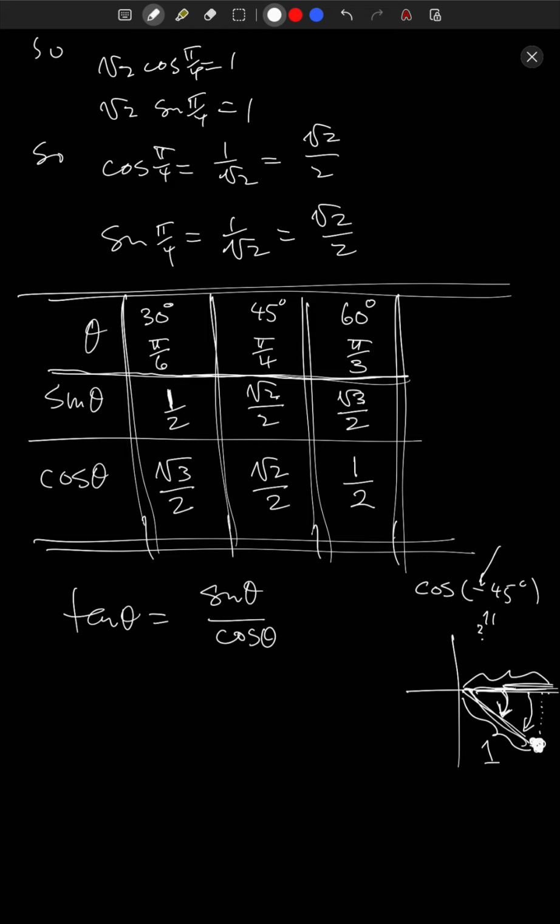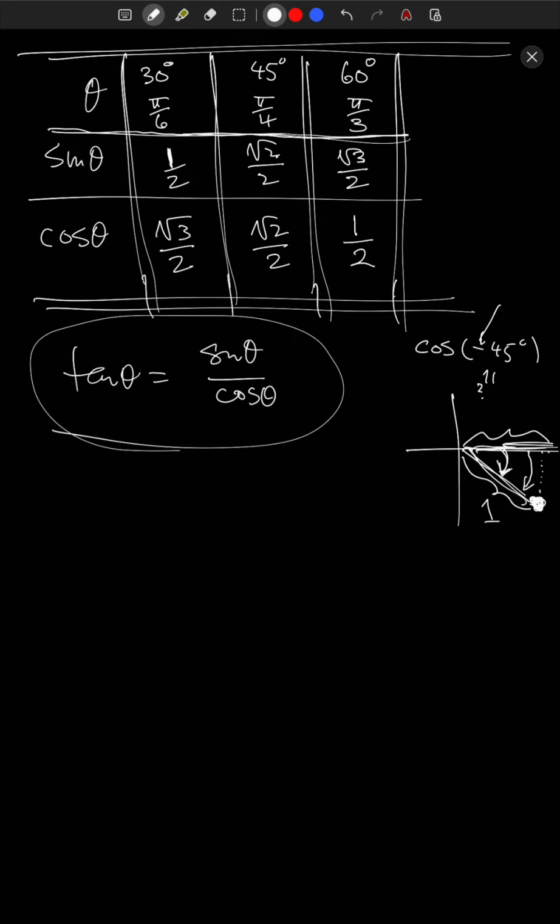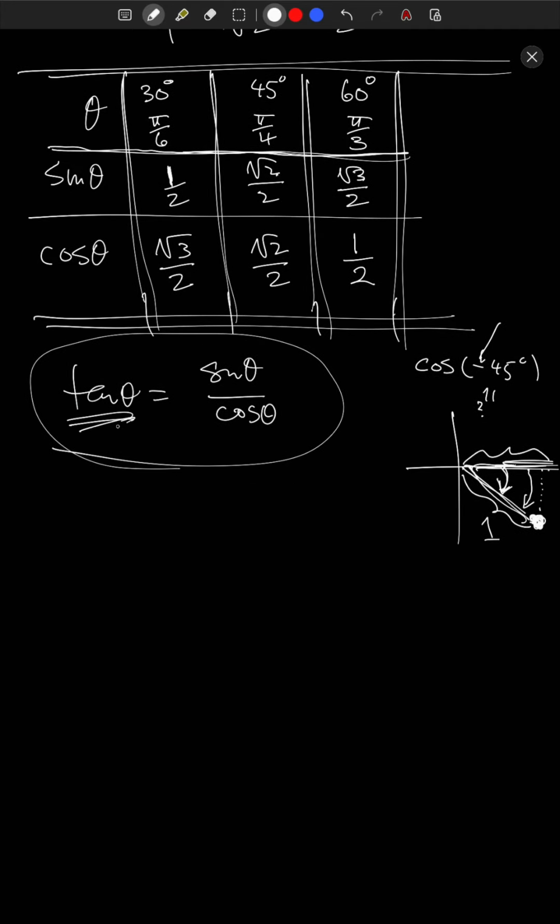In any case, tangent theta is sine theta over cosine theta. What that means is if you know sine and cosine, then you automatically know tangent. So perhaps in the past, you were asked to also memorize, as I think a lot of people probably were, this table up here.